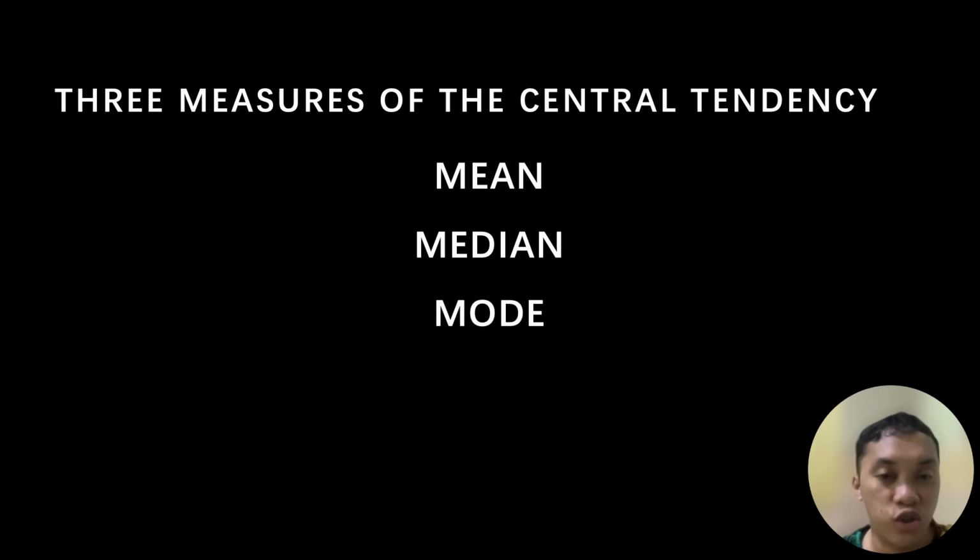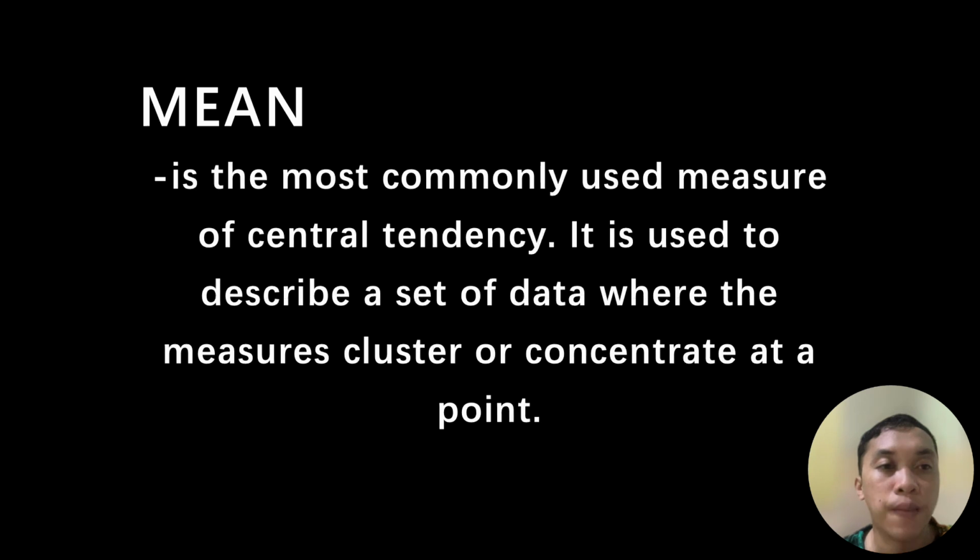And for this discussion, we will be focusing on mean, on how we can solve for a mean if we have given samples or population. But before we do that, we will define first what is mean. Mean is the most commonly used measure of central tendency, and it is used to describe a set of data where the measures cluster or concentrate at a point. Basically, in layman's terms, mean is just the average of the total samples or the population or total scores data.